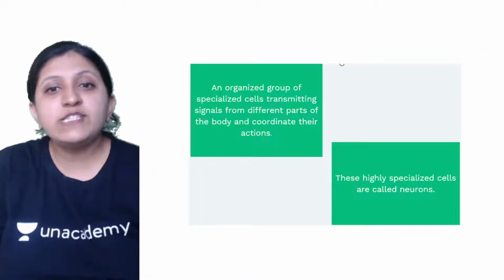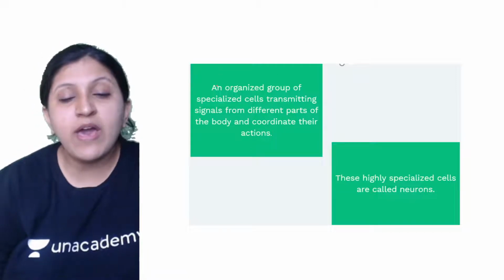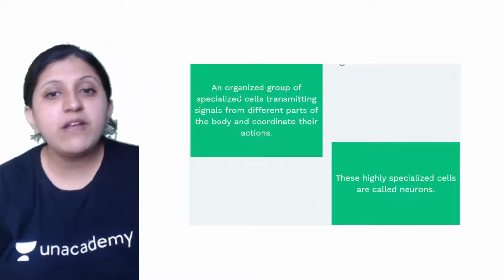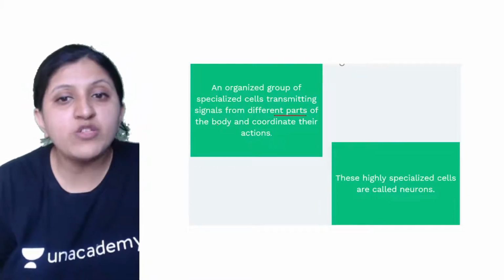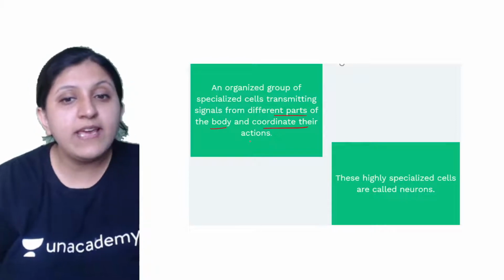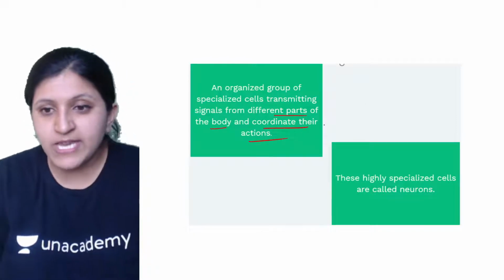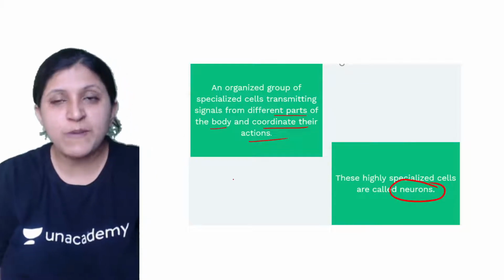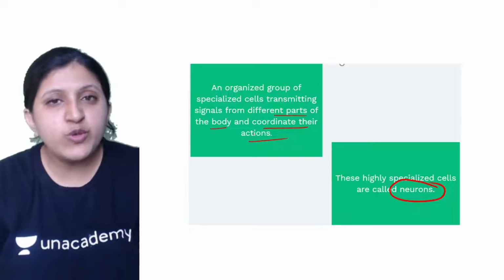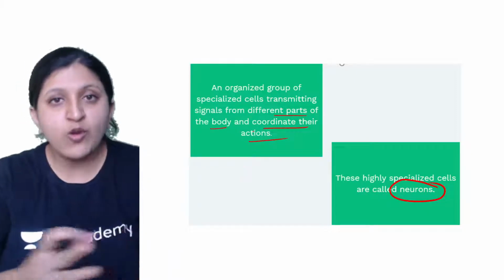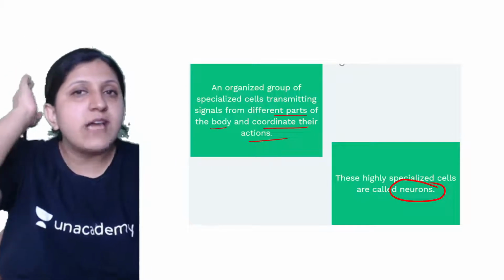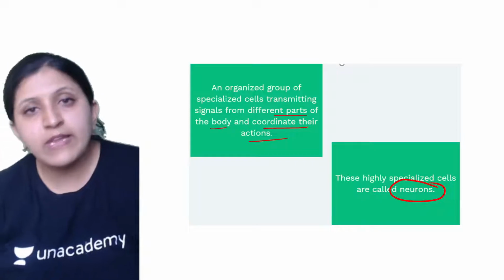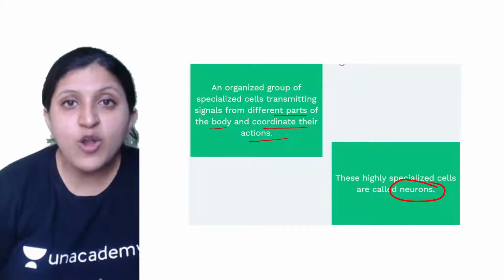An organized group of specialized cells, what are those specialized cells? Those are actually the neurons. These transmit the signal from different parts of the body and coordinate their actions. These highly specialized cells are nothing but the neurons. Neurons can be smaller, and they can be longer also. Let's say it is starting from your head and has to go till the hand, till the leg. So these can be a meter long as well.